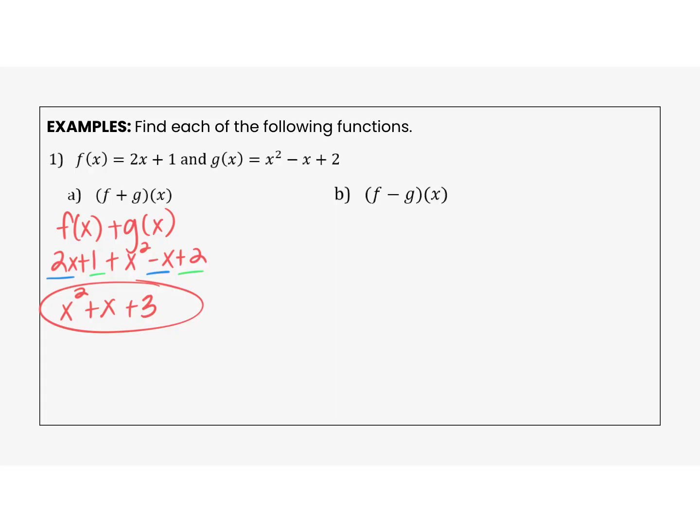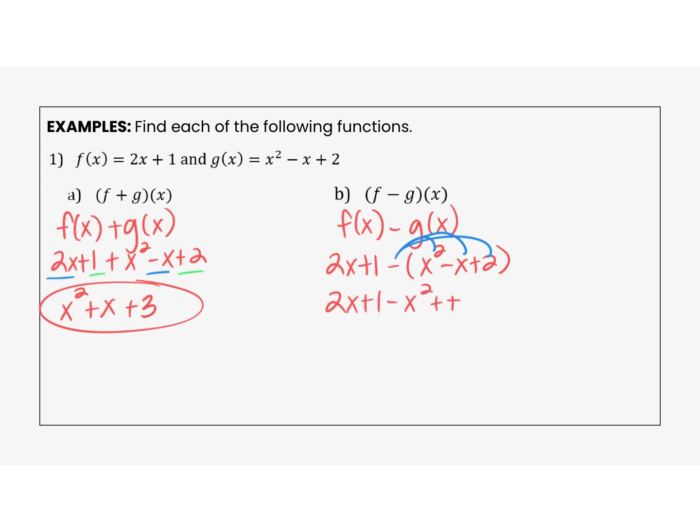Okay, when I look at subtraction, remember I'm taking f of x, subtracting g of x. We need to be careful with the subtraction that we distribute that to all the terms in that function. So I have 2x plus 1 minus, I'm going to put this one in parentheses because I need to remember to take the opposite of all of those. So I get 2x plus 1 minus x squared plus x, oops, minus x squared minus x plus 2, and then minus 2. So I get negative x squared. I have a 2x and an x, so plus 3x. And then I have a 1 minus 2, so that's minus 1.